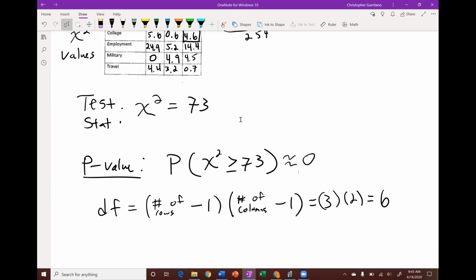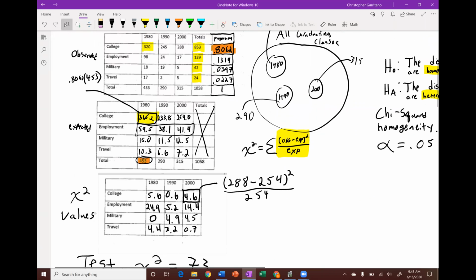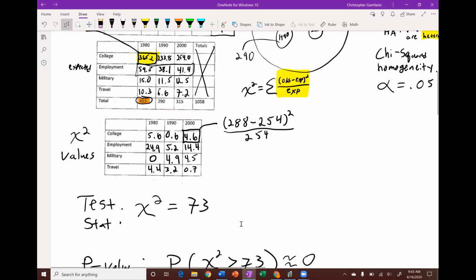There's a shortcut, of course, right? Because this would be a heck of a lot of work in order to do all these calculations by hand. So I'm going to show you the very wonderful calculator shortcut in order to do all this.